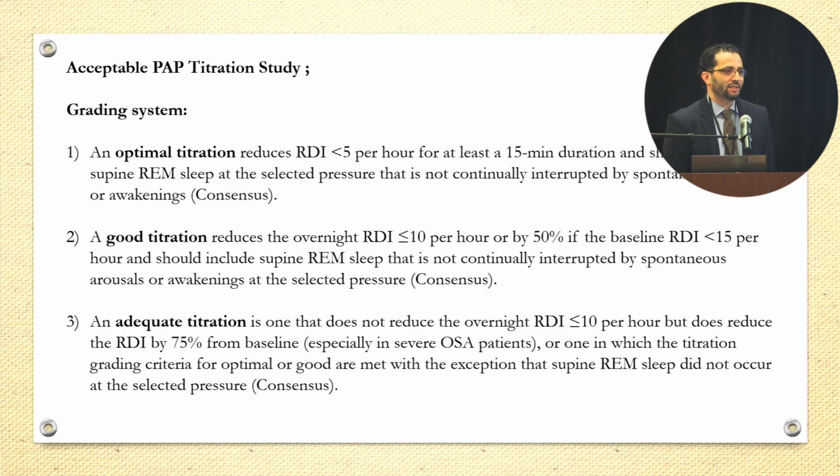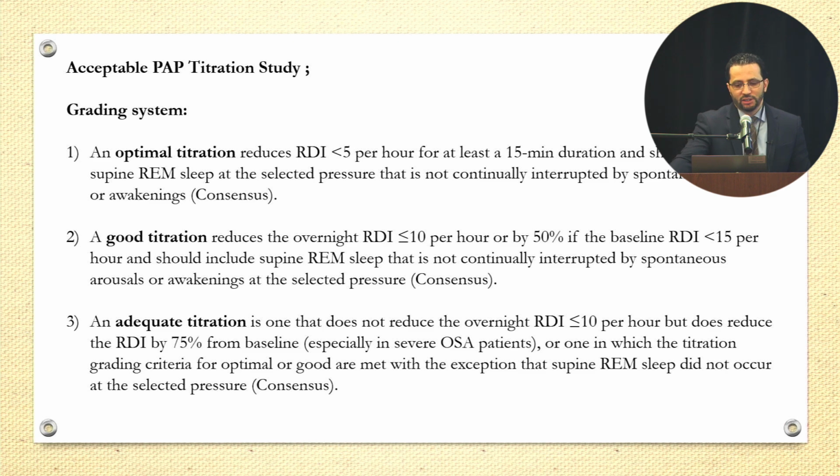The American Academy of Sleep Medicine also put out a grading system for the PAP titration studies. You have an optimal titration if you're able to eliminate the patient's RDI or reduce it to less than 5 per hour for at least 15 minutes. This should include supine REM sleep at the selected pressure, and should not be continually interrupted by spontaneous arousals or awakenings. This is consistent with optimal titration, which is the best.